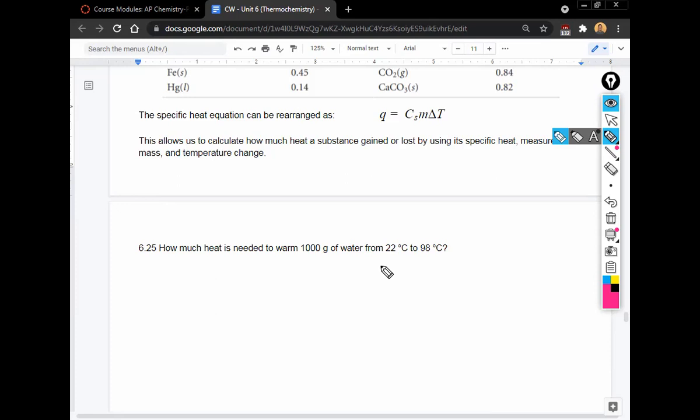So how much heat is needed to warm 1,000 grams of water from 22 degrees Celsius to 98 degrees Celsius?